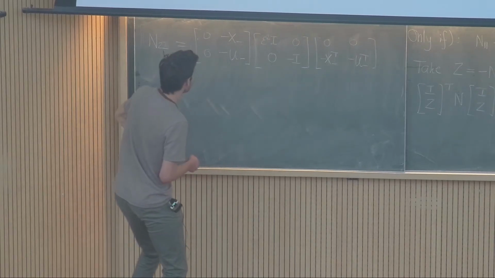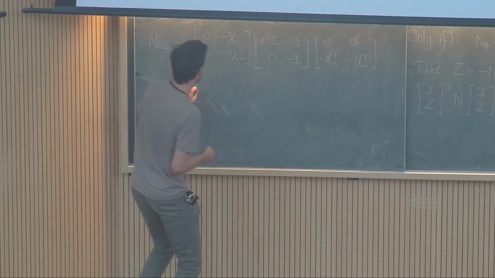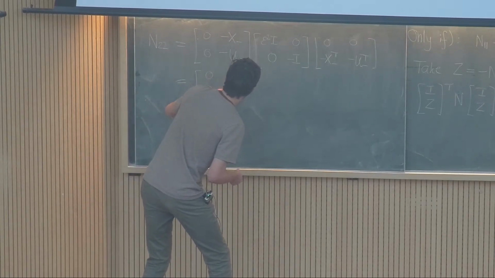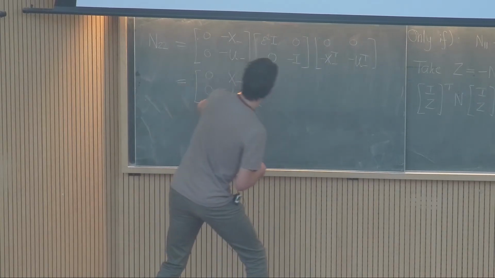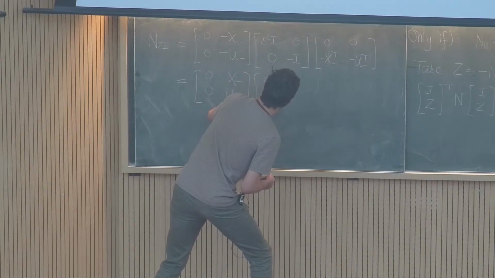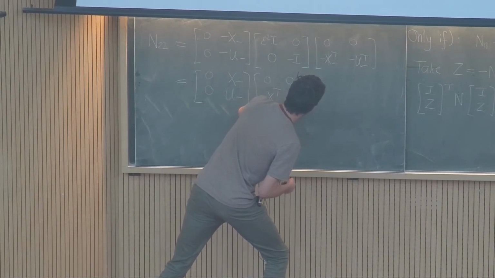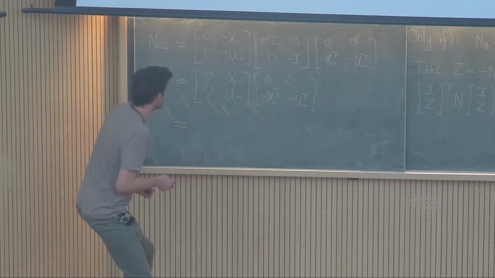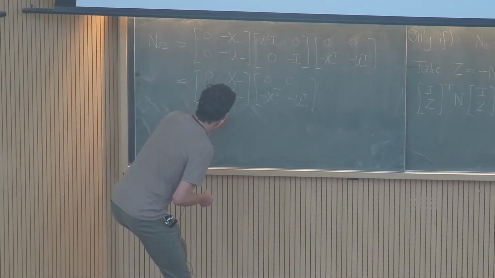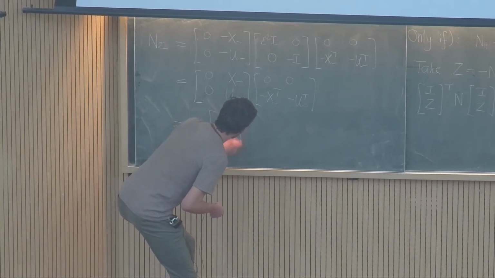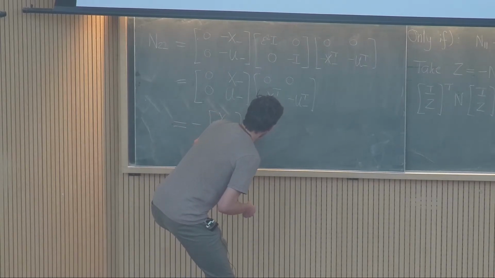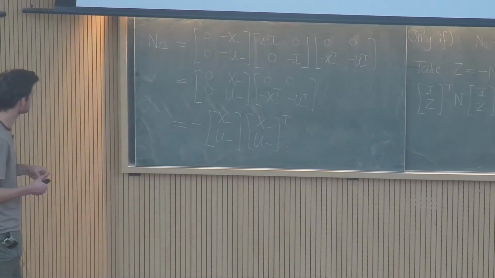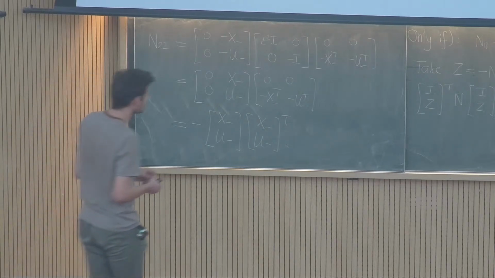Okay, let's work this out. So what do I get? Well, for the first part, I get 0, 0. Then I get X minus, U minus. And I still need to multiply this with 0, 0, minus X minus transpose, minus U minus transpose. And if I do this product, you see that indeed you get exactly minus [X minus; U minus] times [X minus; U minus] transpose. Like that. Okay. Good.